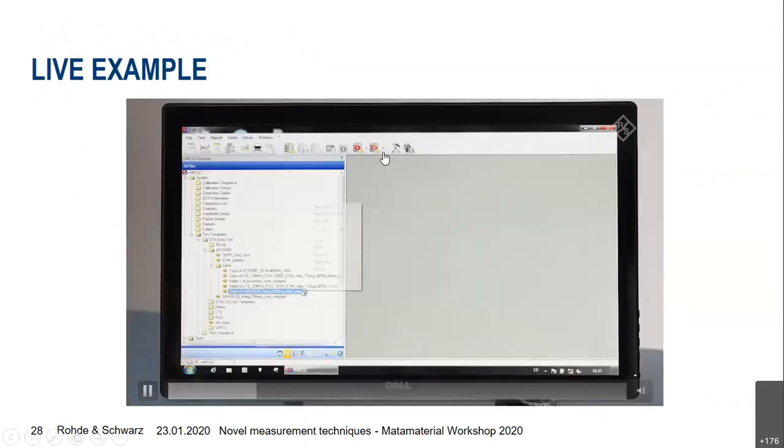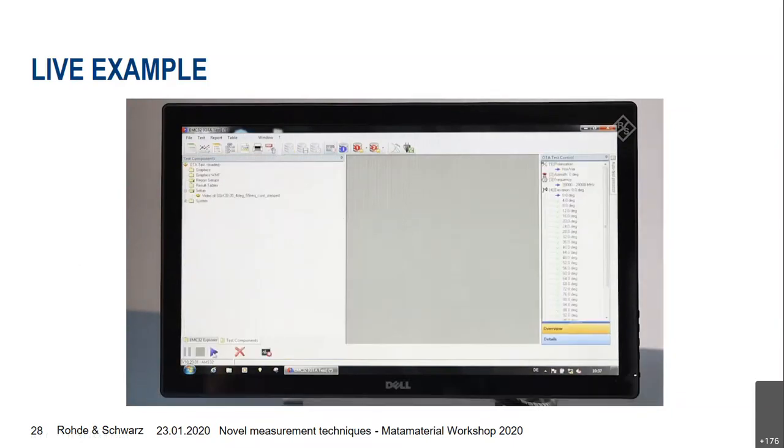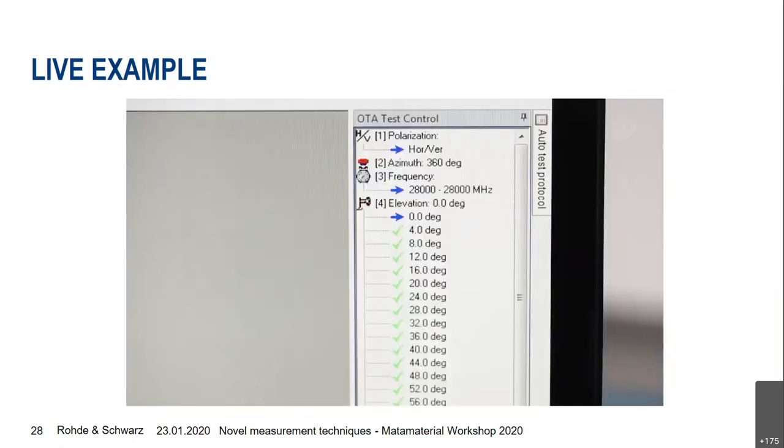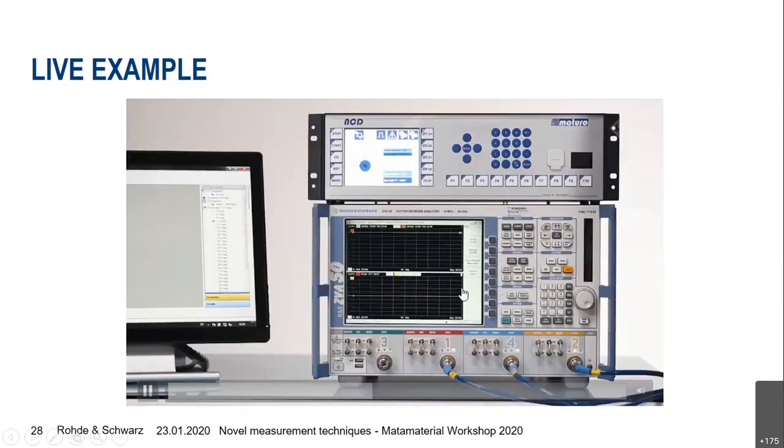The software, as I said, is also available here. The software takes care of doing both the measurements automatically and also at the same time positioning the antenna for both the azimuth and elevation cuts. You can see here at different angles, we can have these measurements being done.